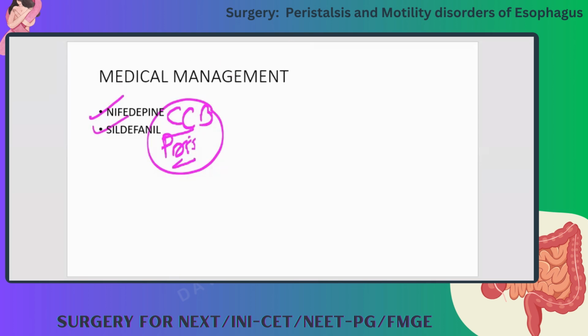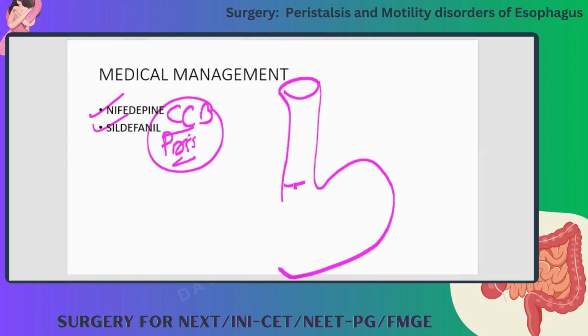Think logically and tell me. Suppose the sphincter here is contracting. It is tight now. You give drugs, and it is not working. So what else can we do? To make the sphincter open, what else can you do?